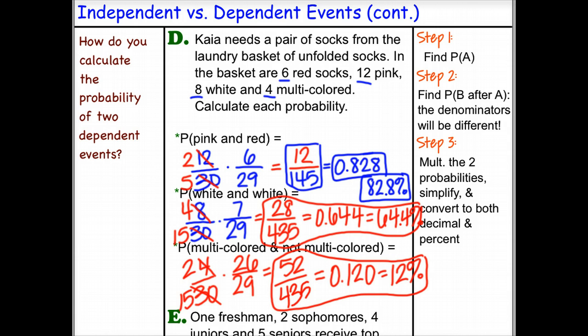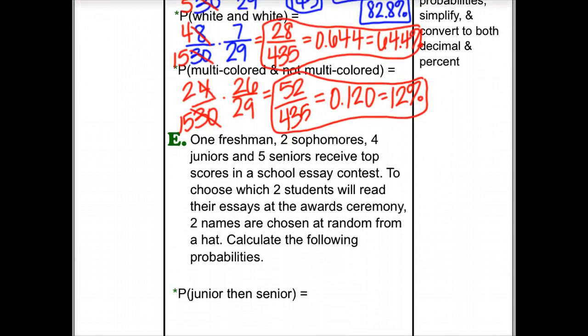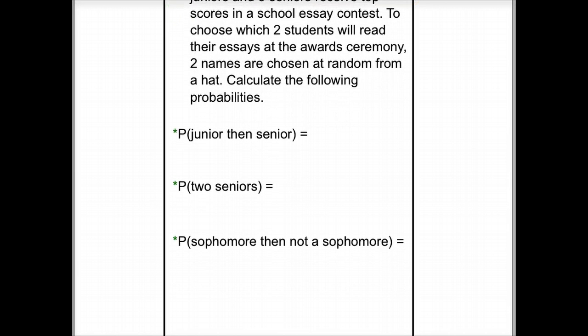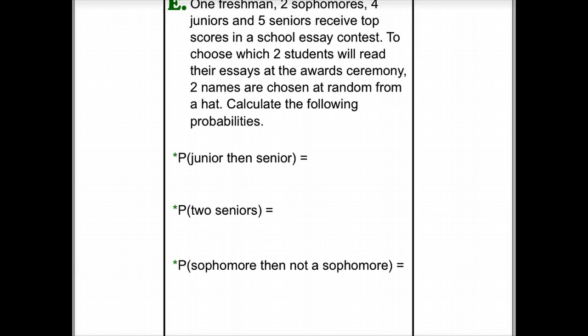Now looking at the next problem, we've got 1 freshman, 2 sophomores, 4 juniors, and 5 seniors receiving top scores in a school essay contest. To choose which 2 students will read their essays at the awards ceremony, 2 names are chosen at random from a hat. I want you to go ahead and try calculating these probabilities and then put your answers in the Edpuzzle and then check to see if you are correct.